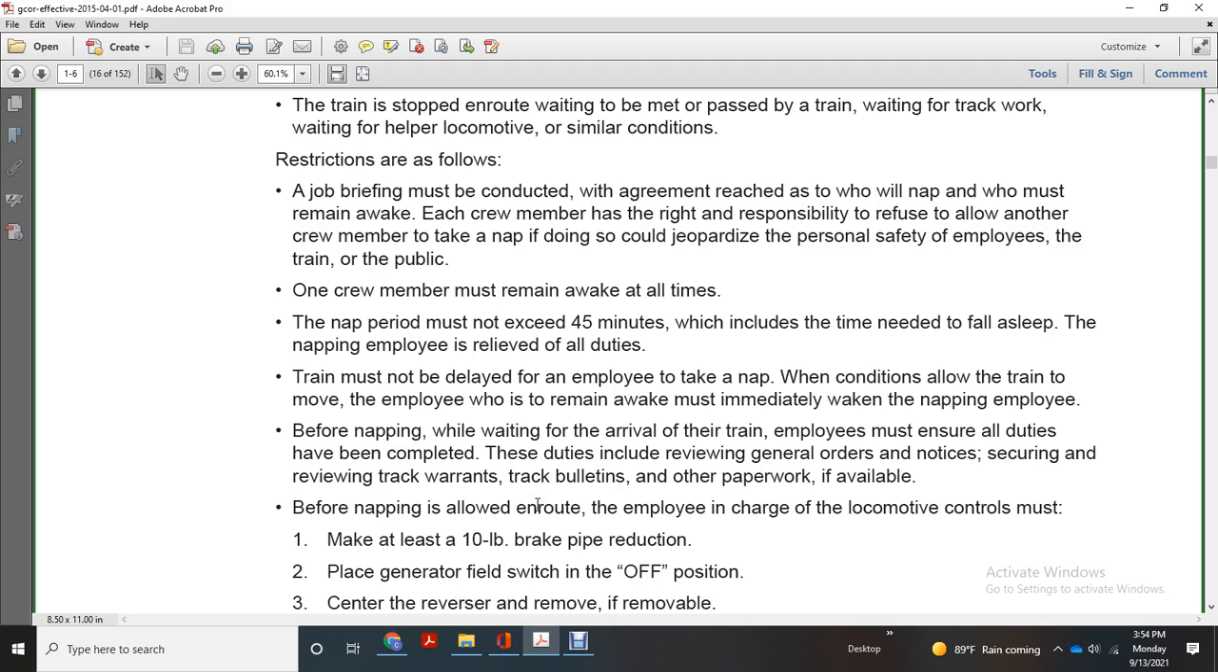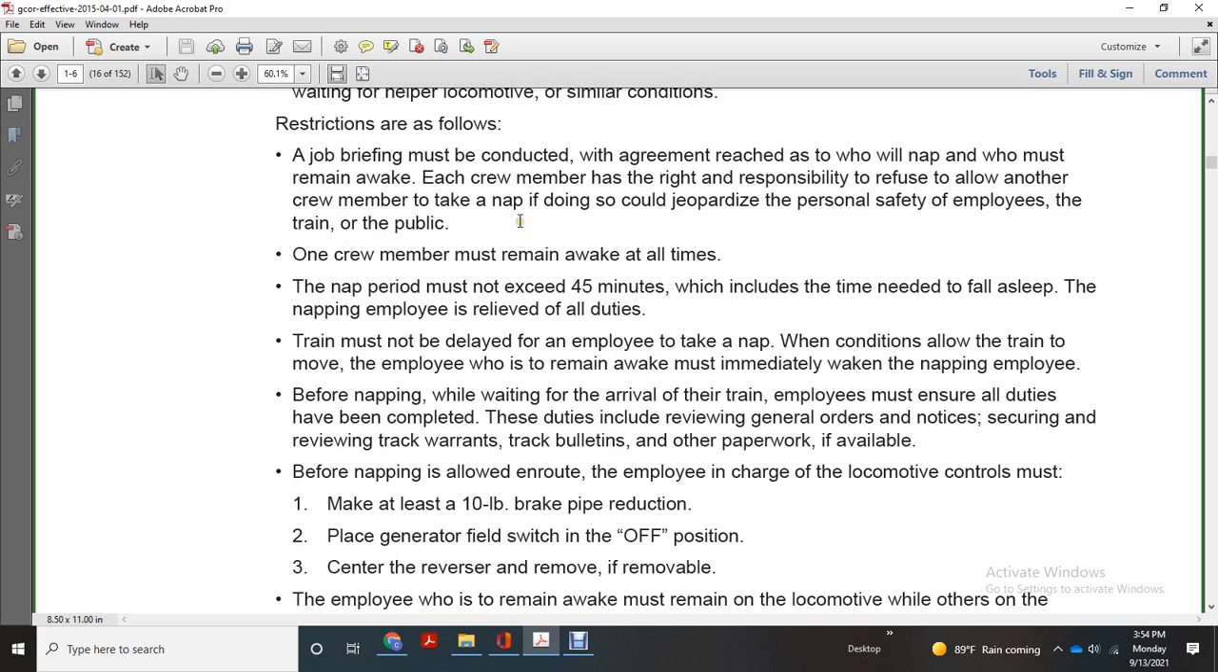Employees must ensure all duties have been completed, including reviewing the general orders, notices, track warrants, track bulletins, and other paperwork available before napping is allowed. En route, the employee charged with locomotive control must have at least a 10-pound brake pipe reduction. Place the generator field switch off at the time of the reverser removal.